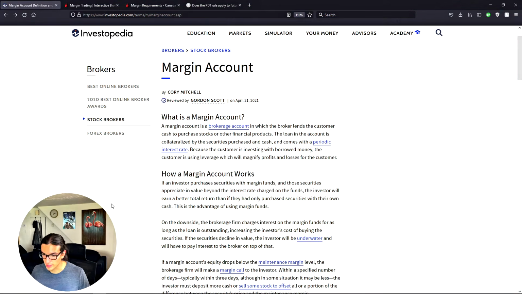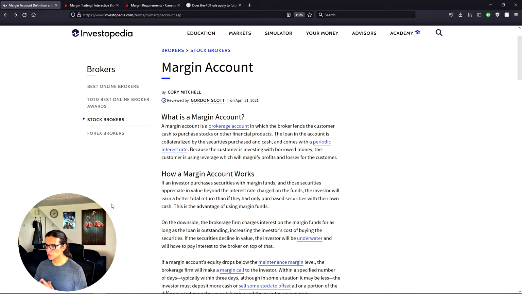Let's get to it right now. So the first thing we want to be aware of here is, what is a margin account? Well, a margin account is a brokerage account in which the broker lends the customer cash to purchase stocks or other financial products. That is the simplest way to understand it.